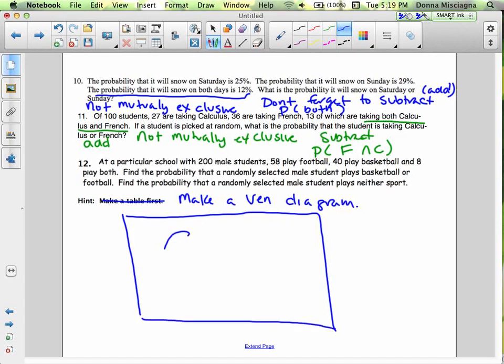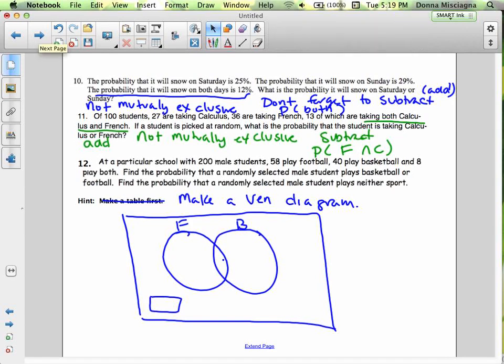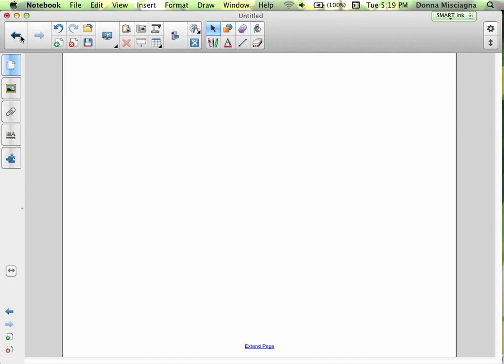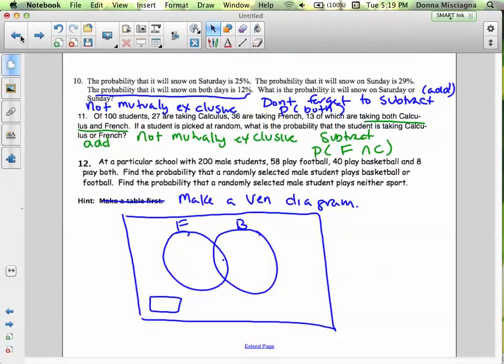All right, so that you can have this be football and this be basketball, and of course that's the center there is the both, and then here you would have the people that don't fit into either category. All right, so I think that was the last one. If there's nothing else, there was nothing else. So that was the last problem from the first part.